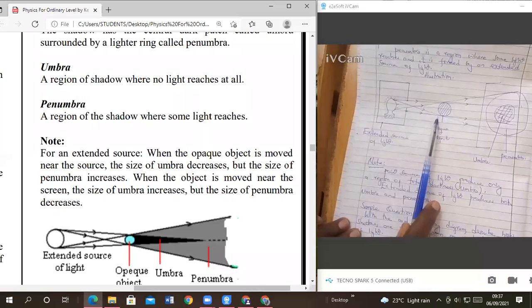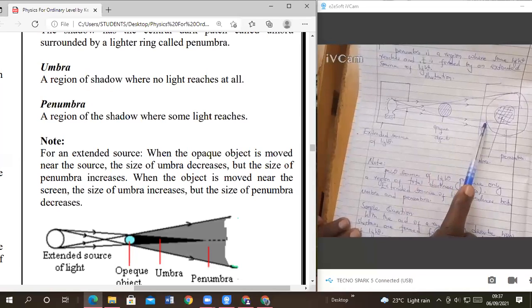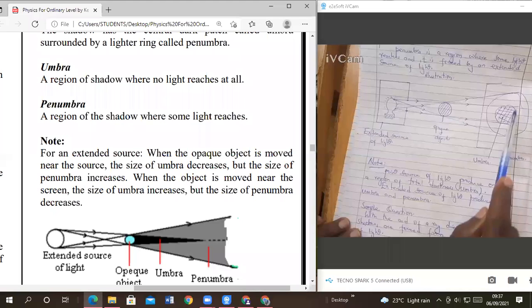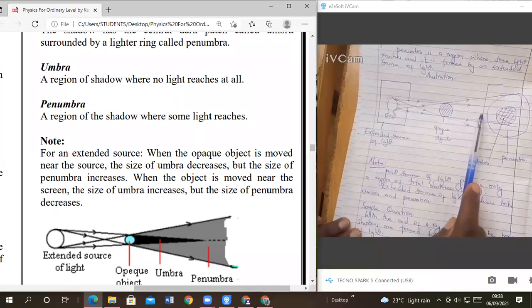But if the object is moved toward the screen, what is going to happen? The umbra is going to be big, or increase in size, but the penumbra will reduce in size. That is it for an extended source of light.